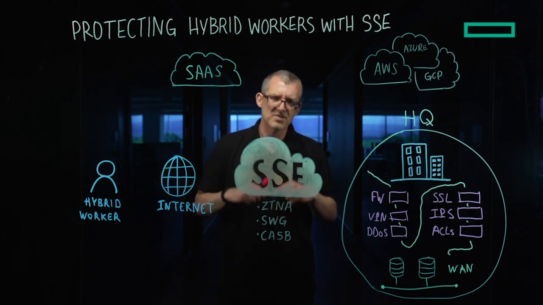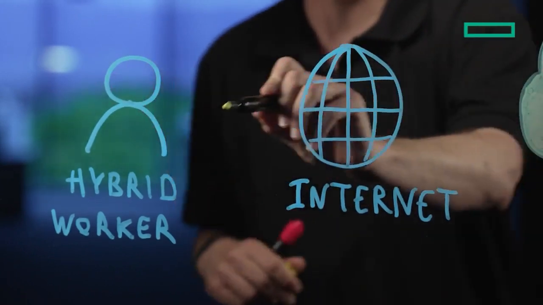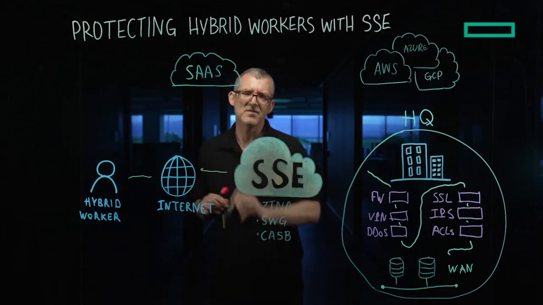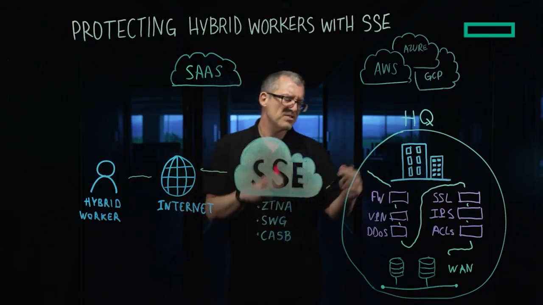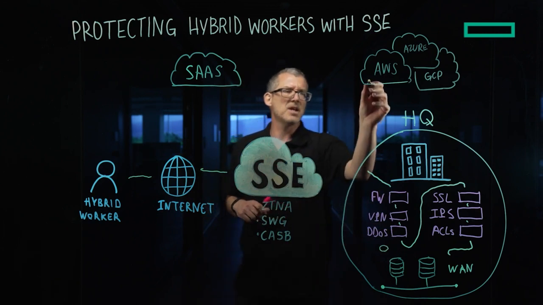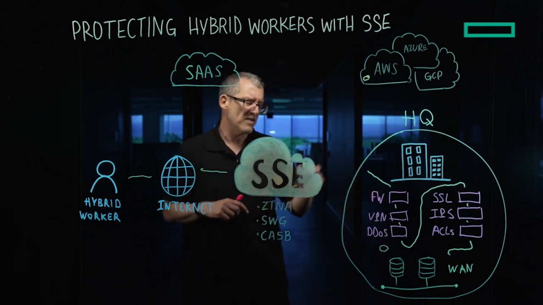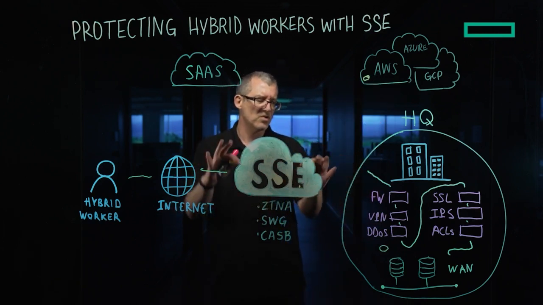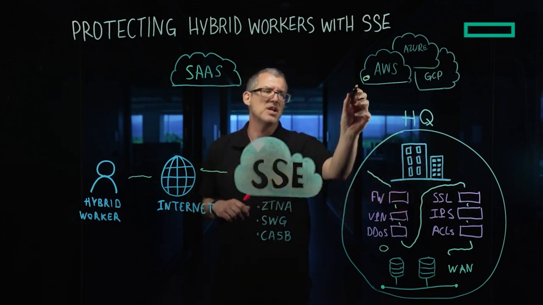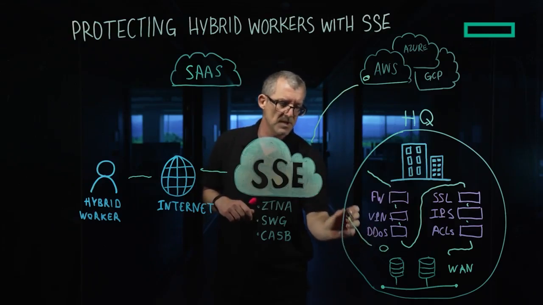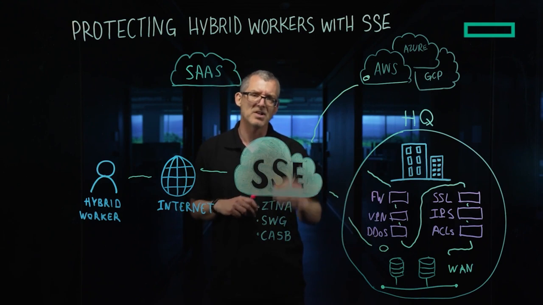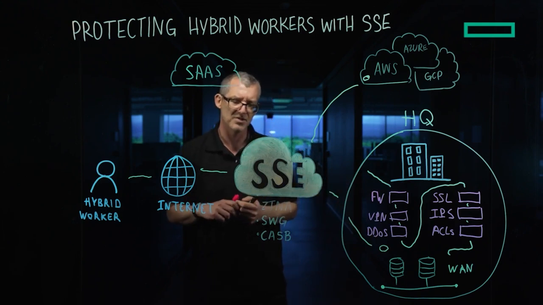Again, your hybrid worker wakes up in the morning, they connect over to the internet. But in this case, they connect into the SSE platform. So what the SSE platform does is you install connectors near the applications that you want to present. And rather than having to connect all of your users into this environment, the connectors create an outbound connection into the SSE platform. This means there are no firewall requirements here. It's only outbound connections, and there are no inbound connections.